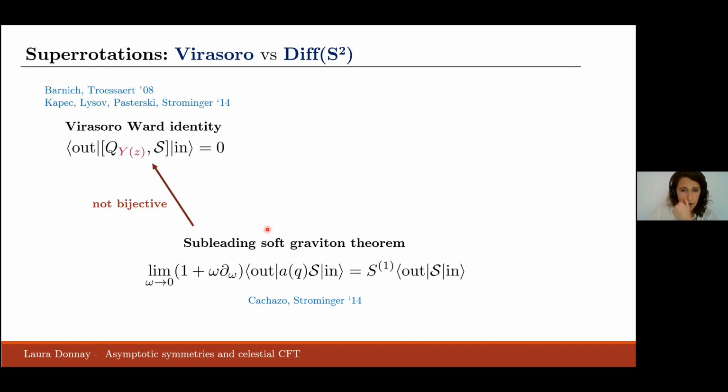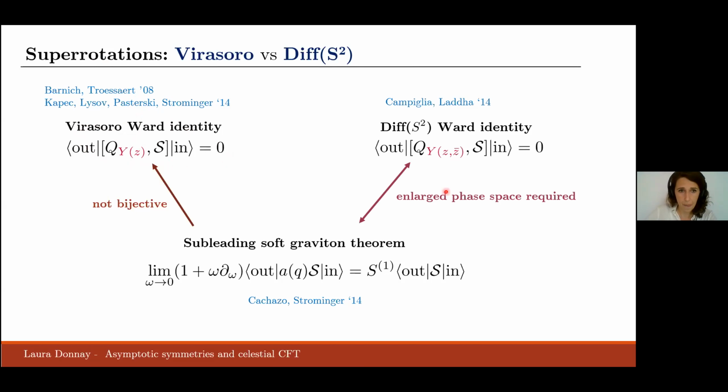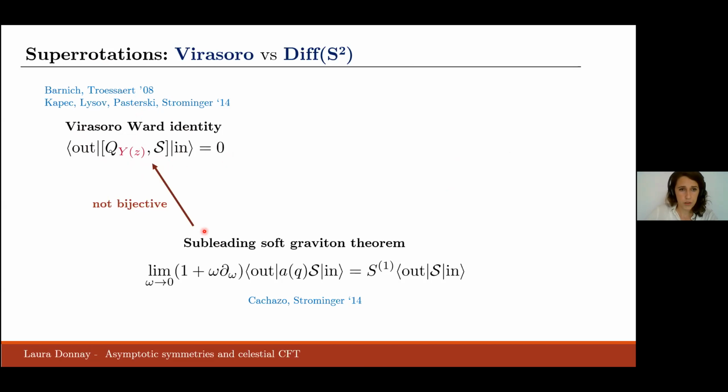So the leading soft graviton theorem goes like 1 over omega, and the subleading soft graviton theorem goes like omega to the power 0. And this is actually precisely projecting out the 1 over omega divergence. So they showed that this theorem implies the Virasoro Ward identity for the CKV kind of meromorphic super rotation.